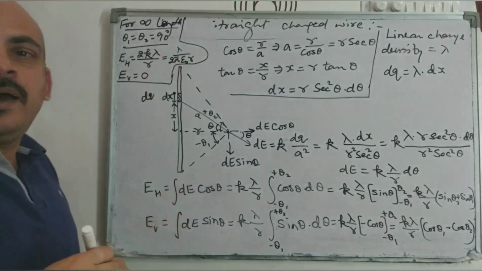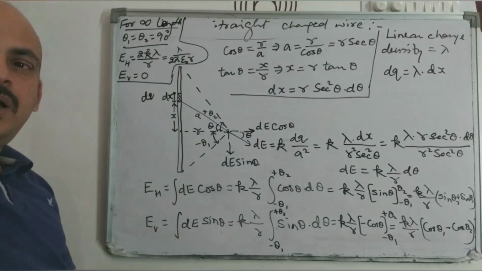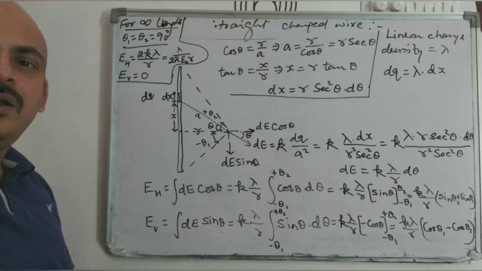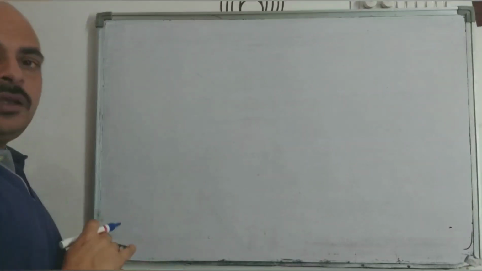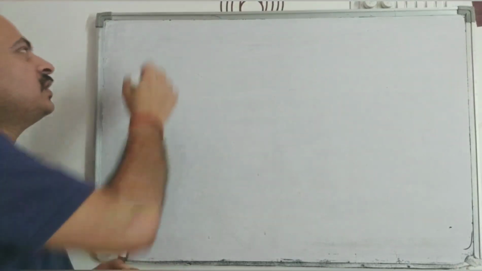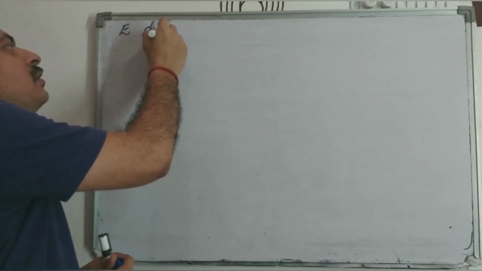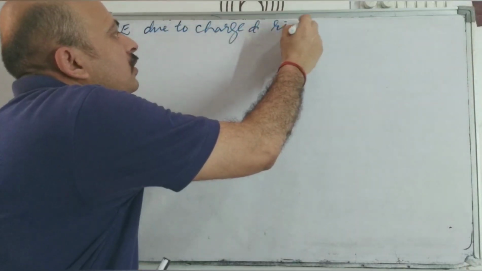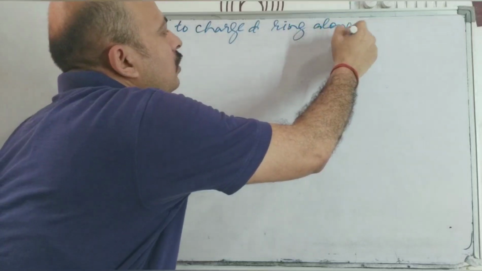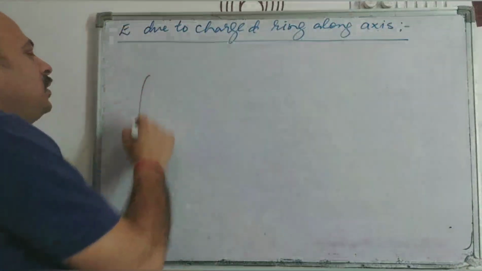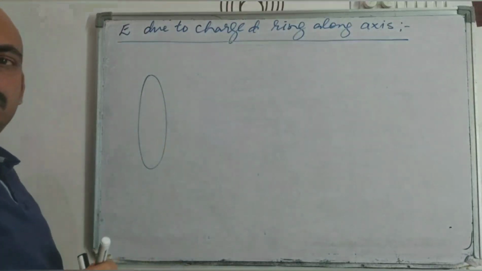There is one more method we have already discussed, using Gauss theorem to calculate the electric field due to an infinitely long wire. Then the electric field due to a charged ring along its axis. E due to a charged ring along its axis. Here we have a ring.